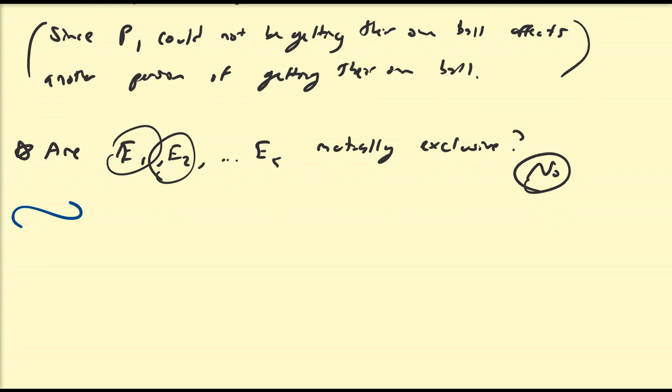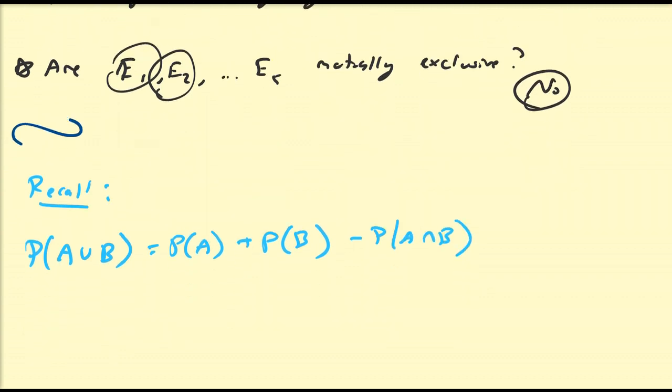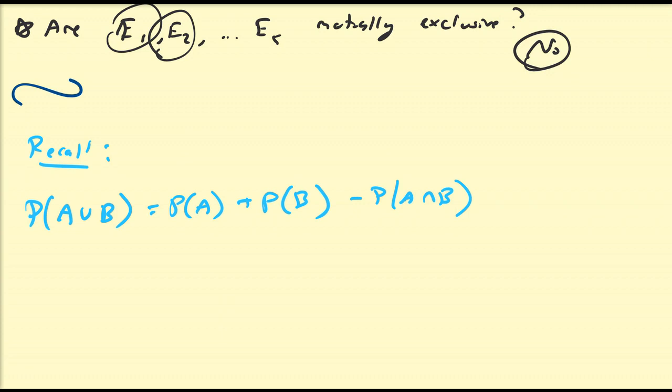So let's see if we can figure out the general formula for what we want to go for. So let's recall the sum rule for probabilities, namely the probability of A union B is equal to the probability of A plus the probability of B. And let's assume that A and B are not mutually exclusive, therefore we need to subtract off the intersection, because in this case, they could happen simultaneously. So this is the sum rule for two events.